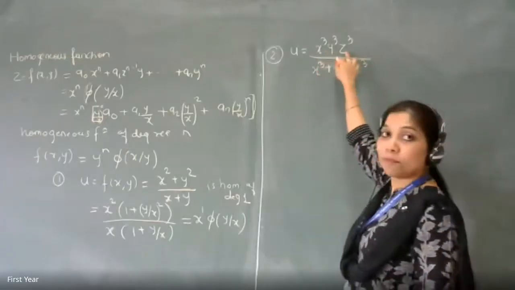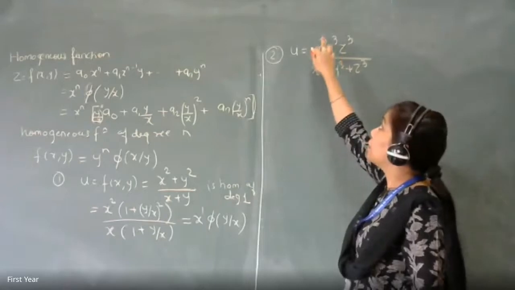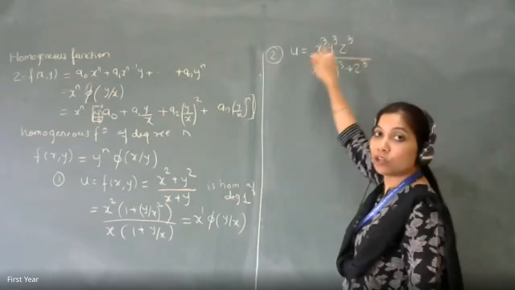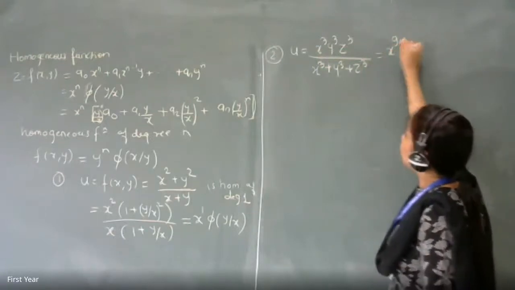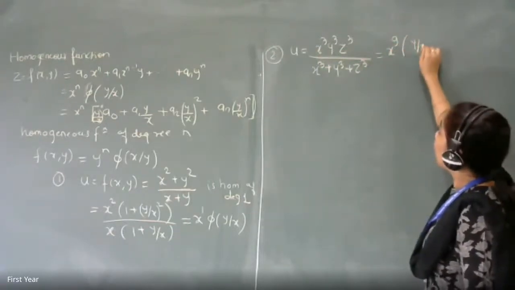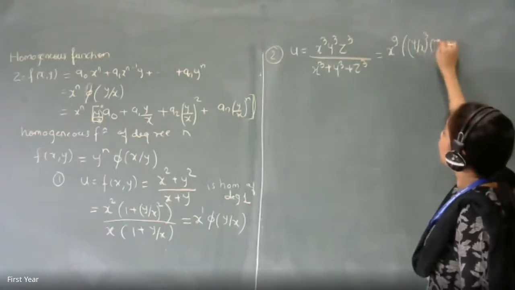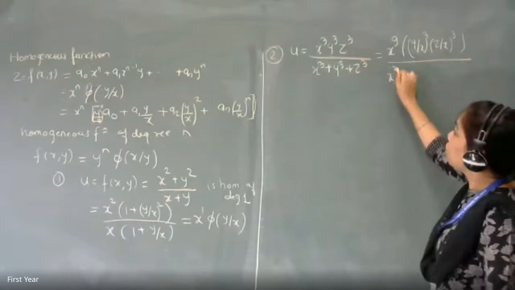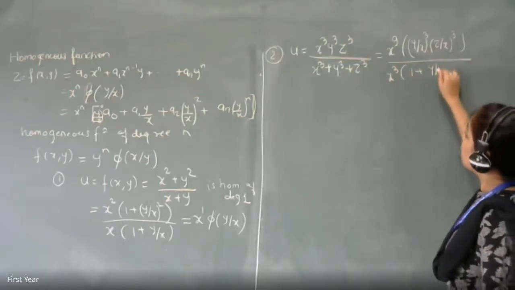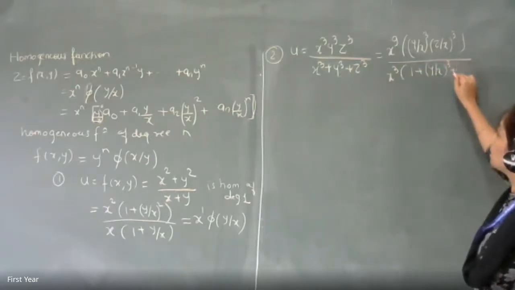All these terms are multiplied, so the power will be added. 3 plus 3 plus 3. It is not addition. So the degree of the numerator is 9. So I'll take x raised to 9 common. So it is y by x raised to 3 into z by x raised to 3, divided by, I'll take x cube common, 1 plus y by x cube plus z by x cube.